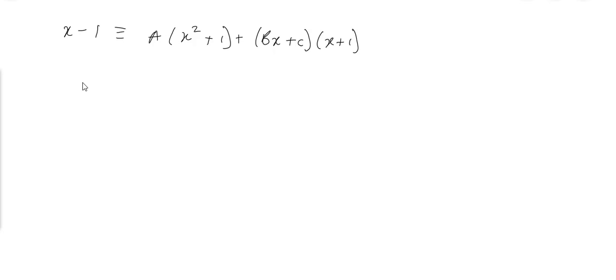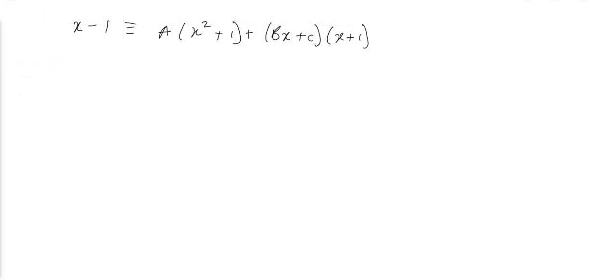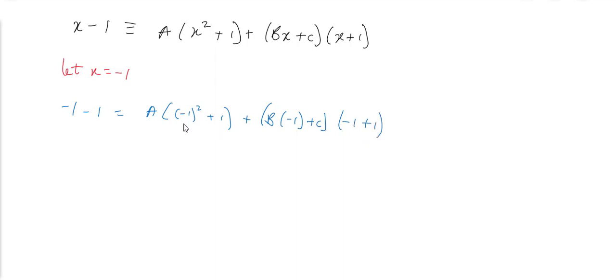Okay, welcome back. Let's use the cover-up method to finish up with this one. The first thing I can do is to eliminate the constants b and c by making x equal to -1. So let x be equal to -1. Then -1 minus 1 is equal to a of -1 squared plus 1 plus b of -1 plus c, multiplying -1 plus 1, which goes to 0.